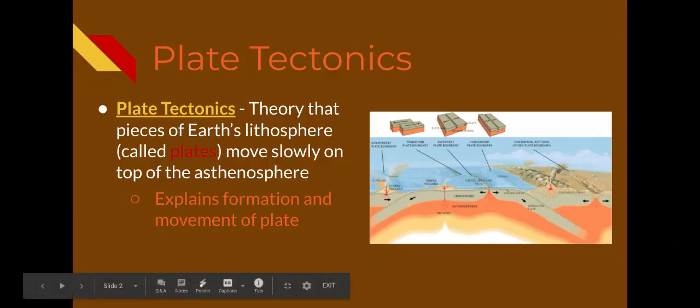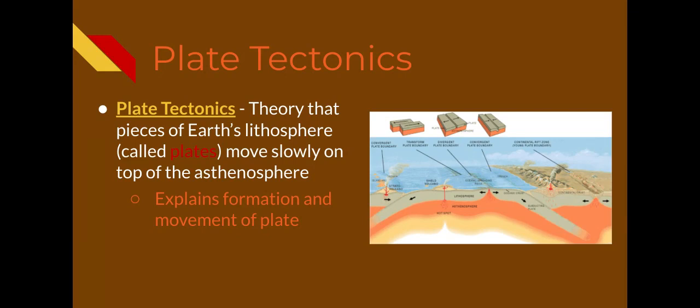Okay, plate tectonics is a theory that pieces of Earth's lithosphere, called plates, move slowly on top of the asthenosphere, which is the second layer of the mantle. And this can explain the formation and movements of plates. Now, again, our lithosphere, which is in the first section of notes, includes both the Earth's crust and the upper part of the mantle.